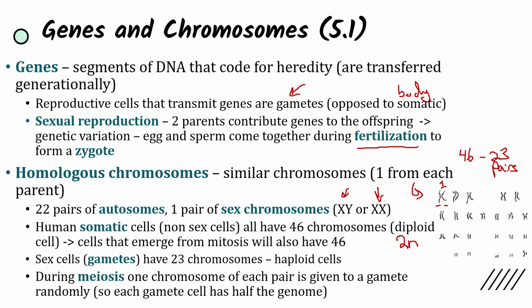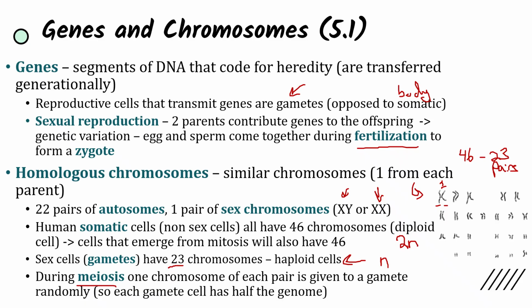Whereas gametes, the sex cells we discussed, the egg and the sperm, they only have 23 chromosomes. They are haploid cells. They are known as N, because each one has half the chromosomes, so when the two gametes come together, the egg and the sperm come together during fertilization, we result in offspring that's going to have 46 chromosomes. And so now we're going to be discussing meiosis, and that's the process where one chromosome of each pair is given to a gamete randomly. Meiosis is how these sex cells are formed, so then sexual reproduction can occur.